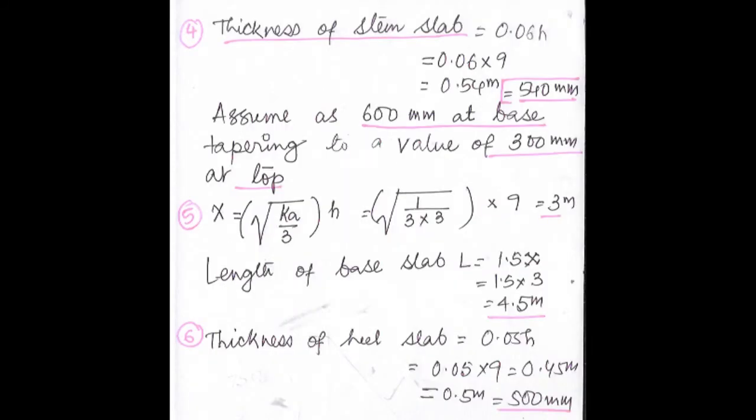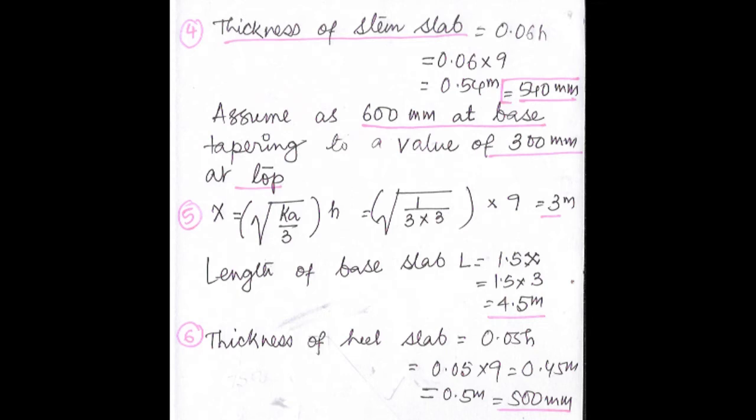Next step is the thickness of the stem slab. So 0.06 h, so 0.06 into 9 is 0.54 meter, that means 540 millimeter. I am approximating it as 600 millimeter, but that you have to provide at the base of the stem, and you have to taper it at the top. So I am providing 600 millimeter at the base and tapering to 300 millimeter at the top of the stem. Both these values are important, 600 millimeter and 300 millimeter, so underline them.